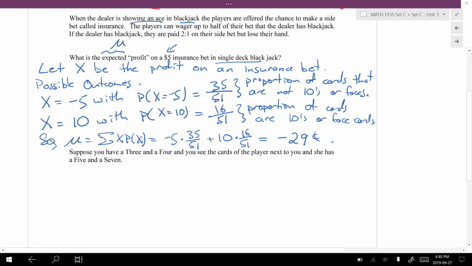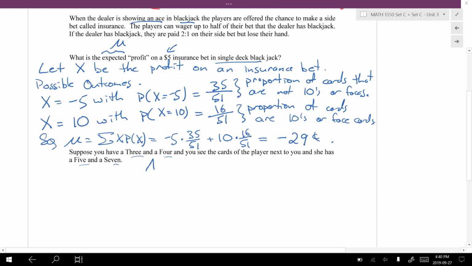However, you also have some information. So you have some cards. You're playing the game too. Maybe say you have a 3 and a 4. And maybe the player next to you shows you her hand. She's probably not allowed to do that. And you see a 5 and a 7. So now you know that there are these 4 non-face cards that are out of the deck. This will change things a little bit.